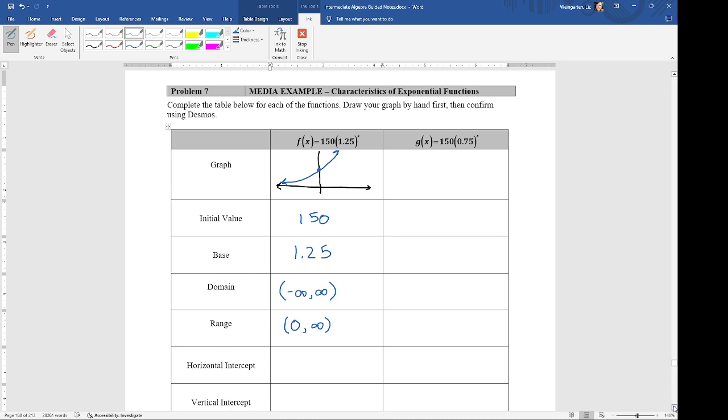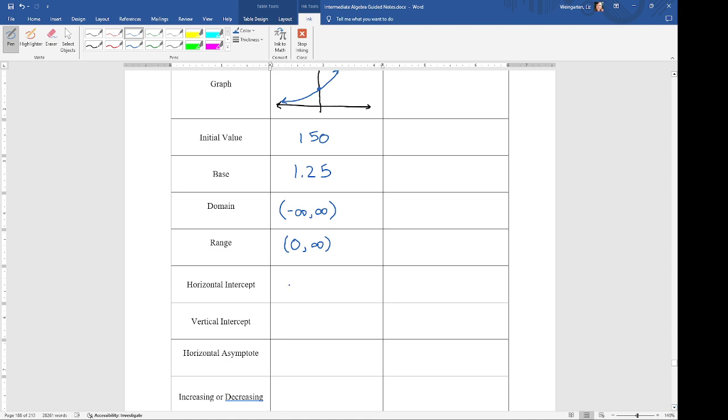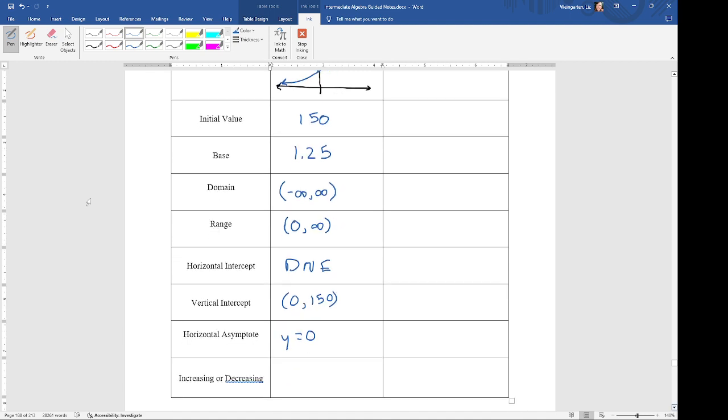The horizontal intercept, it doesn't cross the x-axis, so there's not going to be a horizontal intercept. There never will be. DNE. At least not for problems in intermediate algebra. The vertical intercept is going to be when x equals 0, at the initial value. The horizontal asymptote is always going to be y equals 0. It's going to get closer and closer to y equals 0, but never actually touch. Our base is greater than 1, so this graph is increasing.